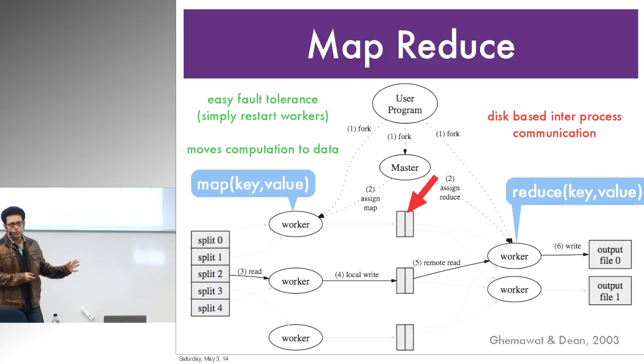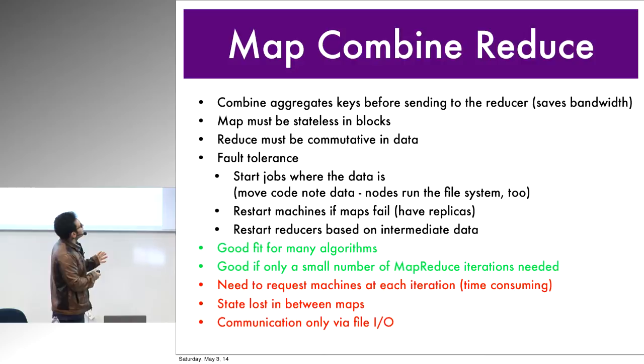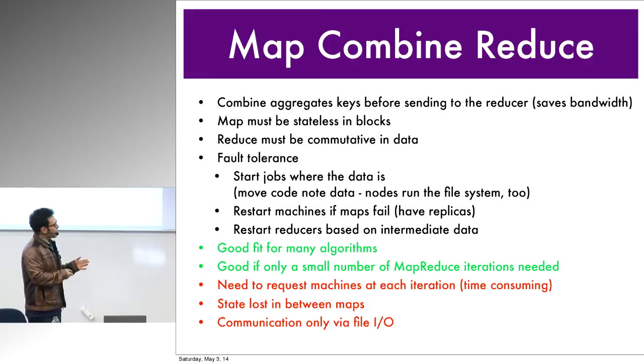But most of the time when we deal with machine learning, our problem actually does not fit. If you have a small round of MapReduce, that's good. Why? Because communication happens through the disk. The disk is actually very slow.